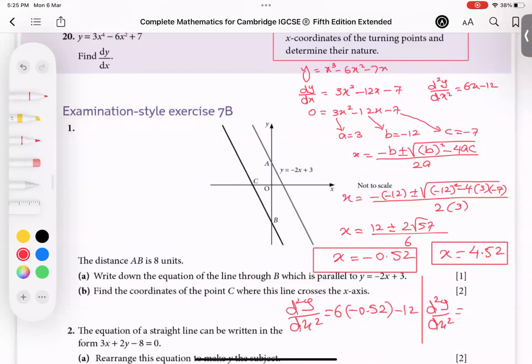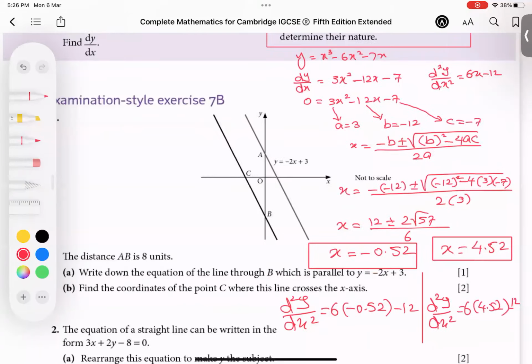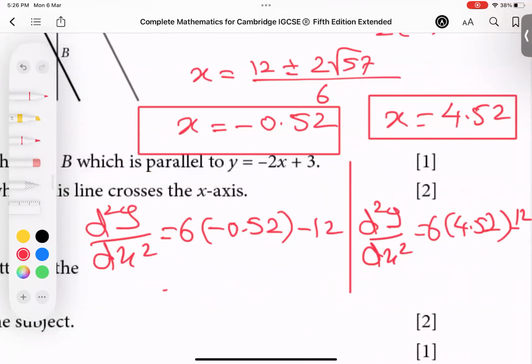And I will get 6 times 2, 4.52, and minus 12. Anyway, let's find the answer. I think if you don't show the answer, the examiner will not mind, just write negative. Because common sense, this is negative and negative, both negative. So it's called a point of maxima.